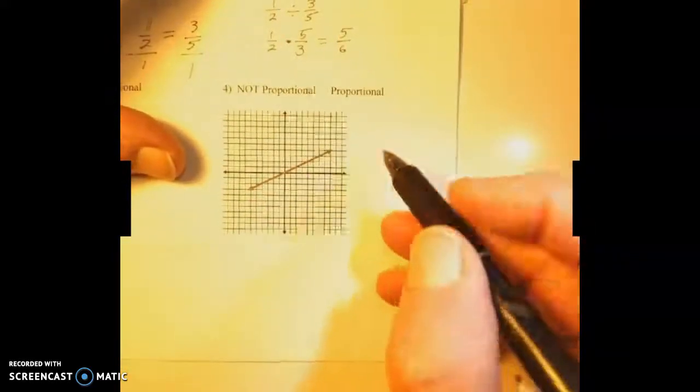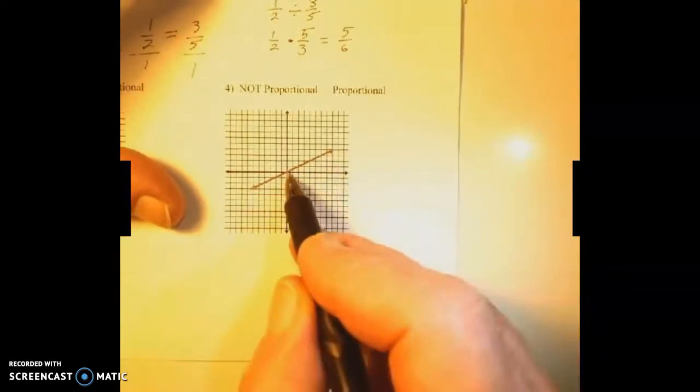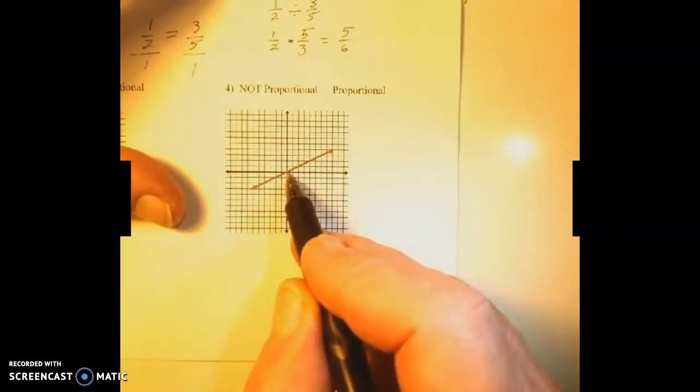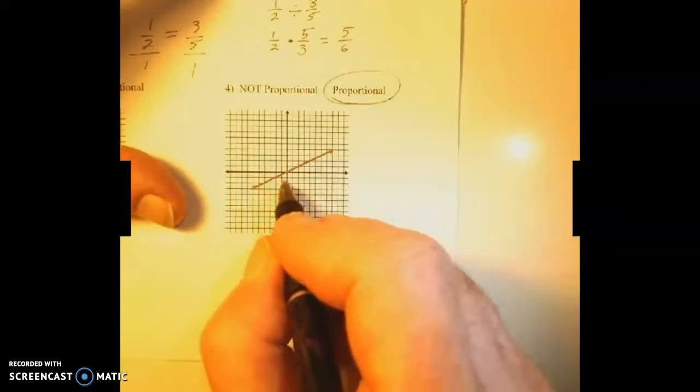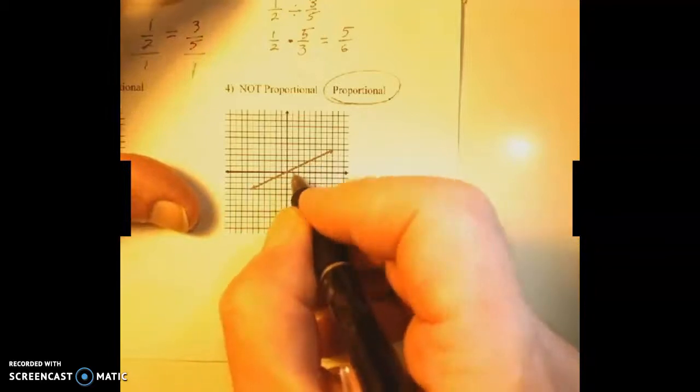This graph, again, straight line, it is going through the origin. This is a proportional relationship. I'd also like to point out to you one other thing. It has to go through 0, 0. When there's 0 of the x, there's going to be 0 of the y in a proportional relationship.